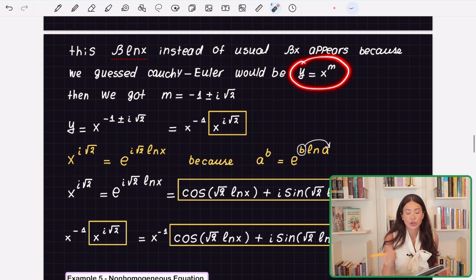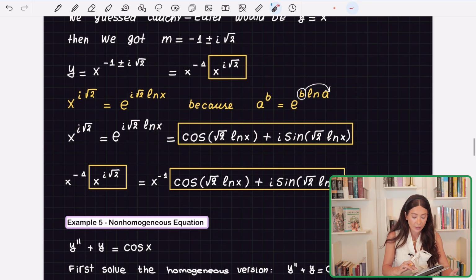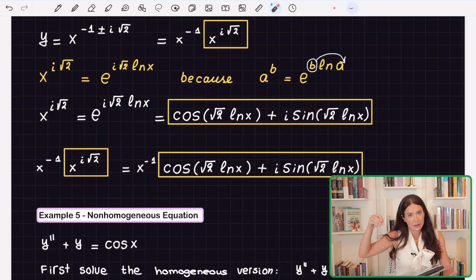So remember that what we were trying out as a function that will solve the second order differential equation was this. Well, now I'm just looking for m's, and my m in this case ended up being complex. So I just write that x raised to m, it happens to be complex, so I write that as a power of x. Now I will separate them. I will have x raised to -1 times x raised to i square root of 2. So then I will write this x raised to the i square root of 2 as this.